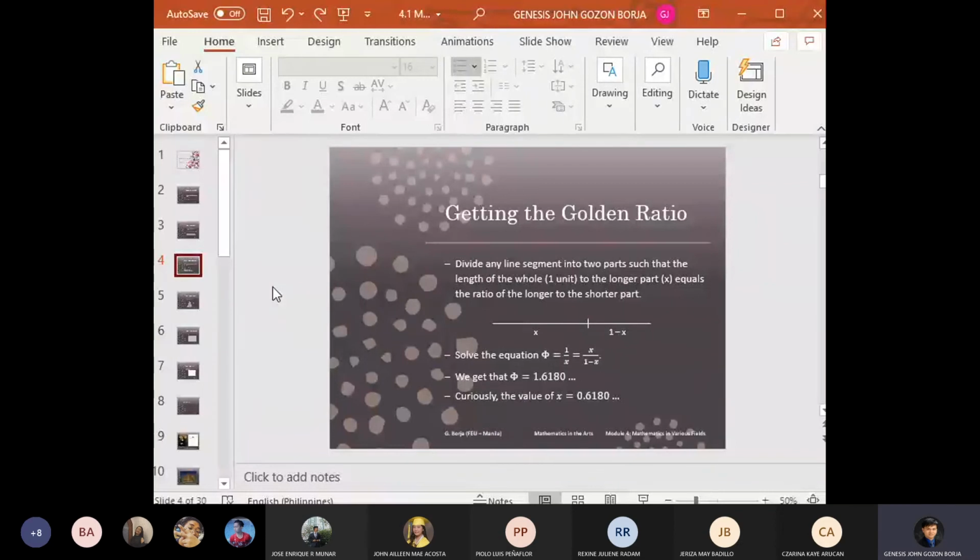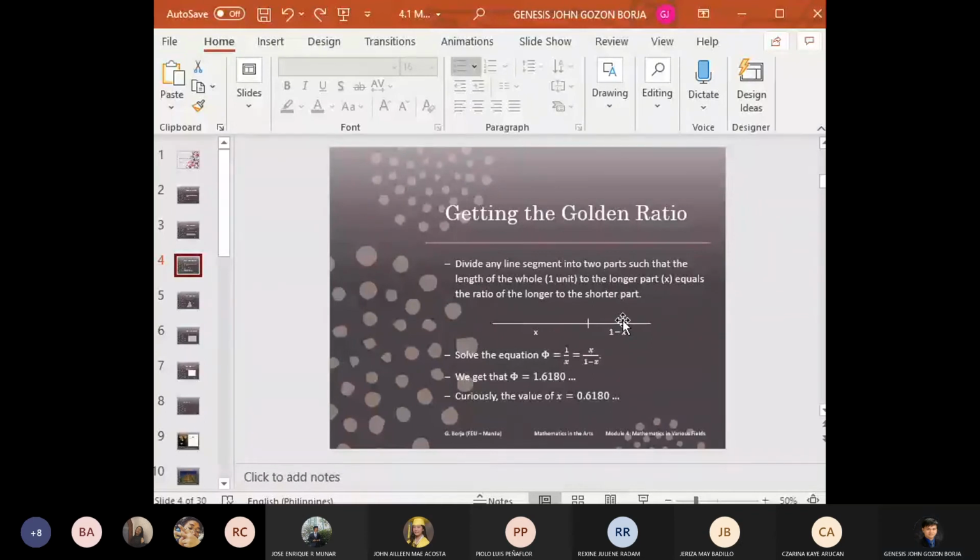calculate, or how can we find the value of the golden ratio? So let's think of a line segment of length 1 unit, and then we divide the segment into two parts, wherein one side will be of length x. Let's think of it na yung x yung mas mahabang part. So let's consider this part here to be of length x, and therefore, dahil 1 unit yung buong segment, this part here will be of measure 1 minus x, di ba?